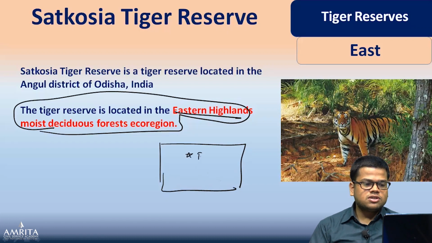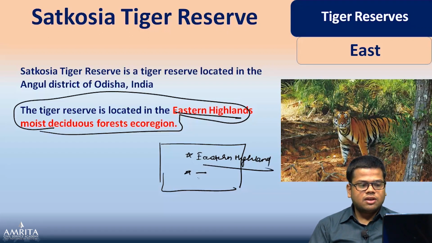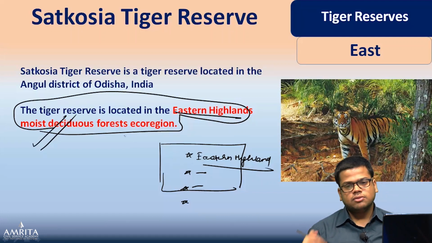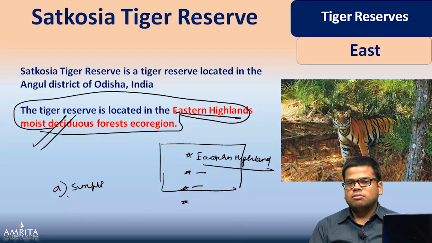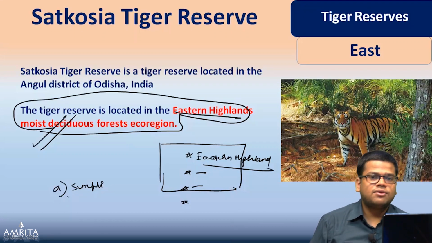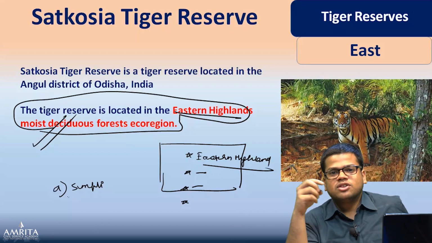This tiger reserve is located in the eastern highland. They'll give some other points, point 2, 3, 4. For example, we have covered only this fact. We have not covered these 3 facts. But they'll give options: option A Simlipal, option 2 Rajaji, option 3 Pakke, option 4 Namdapha. So if you have read only one fact, you just have to get it right.